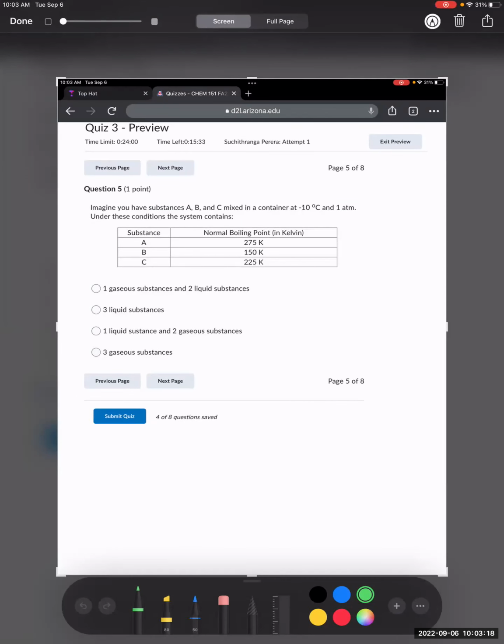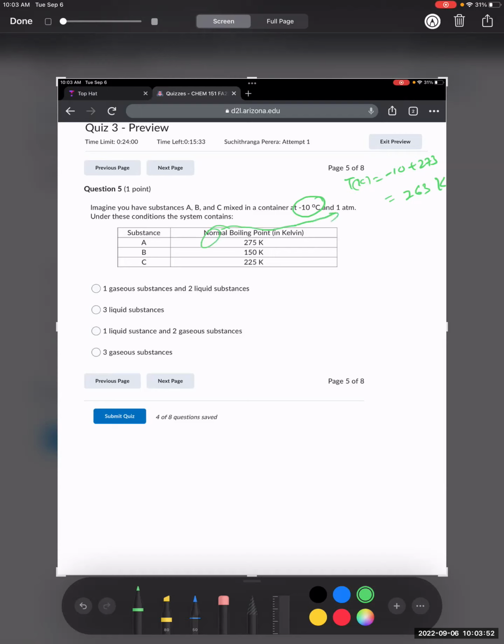Now you're given the temperature in Celsius, okay? So if you want to convert Celsius to Kelvin, we know that we need to add 273.15. So it should be minus 10 plus 273.15. Let's say 273, so it should be 263 Kelvin. Anyway, now we have that, and the normal means we're dealing with 1 atm, so that is great.